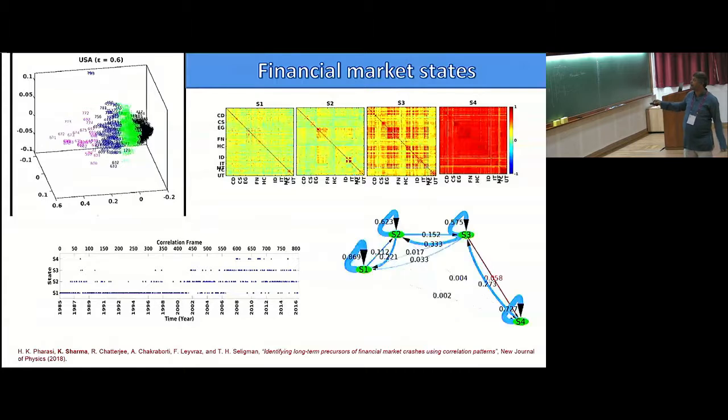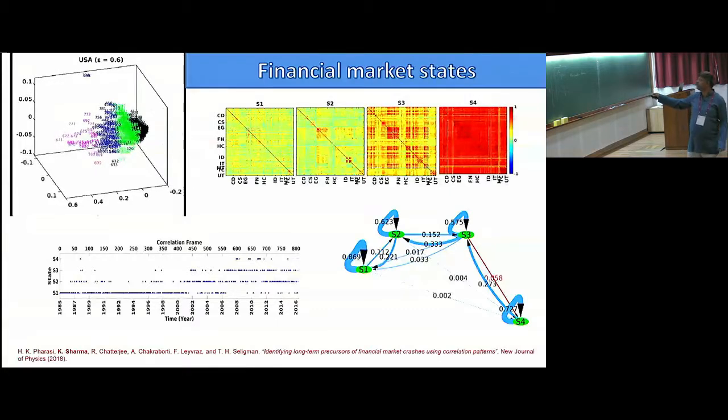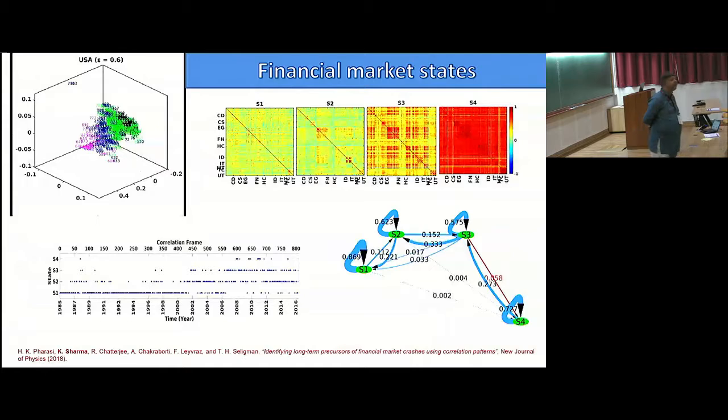And then you can plot it in the form of a network, and you'll find that from S1 to S4 is a very low probability. Similarly, from S2 to S4. But from S3 to S4, there is a significant probability that it will go from state 3 to state 4, without fail. One of the referees had asked, do you get any false positives? Nothing. So we don't get any false positives.